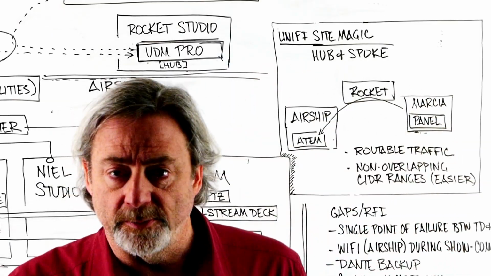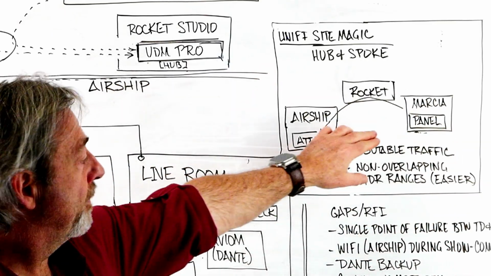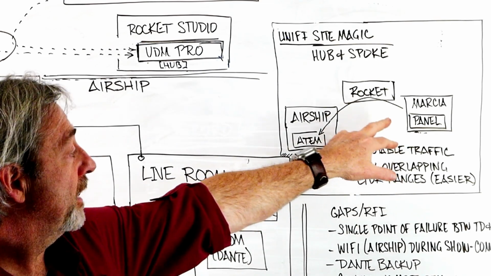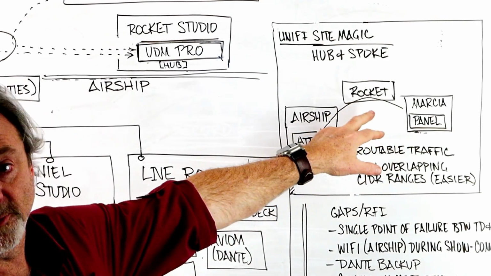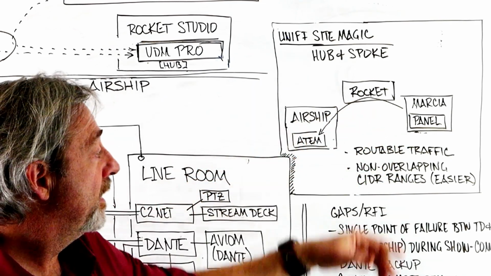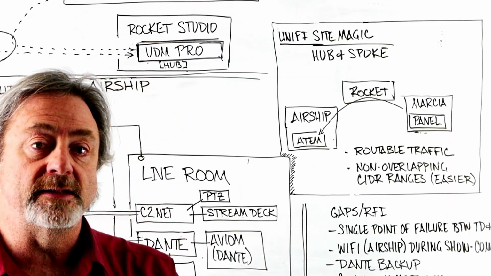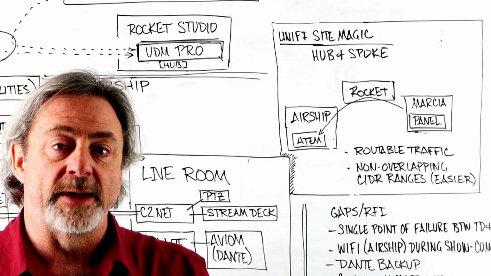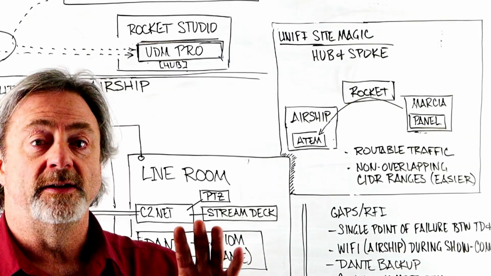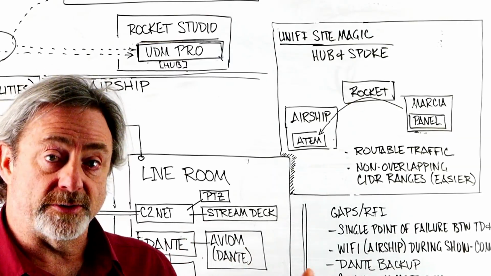And this is a much simpler picture of that here. So you've got Marcia out here with her panel. She has to go through my network into Airship. And what's nice is there are settings in Site Magic that allow you to make it routable. So each of the hubs, each of the spokes can talk to each other. There's an option for that.